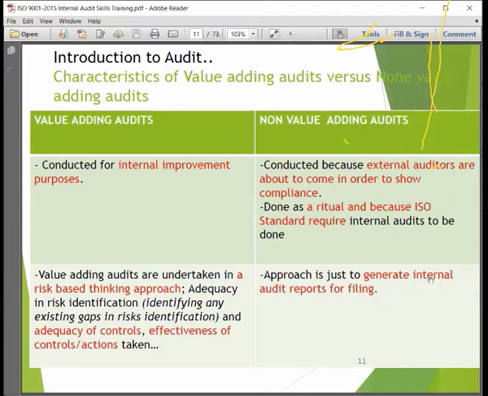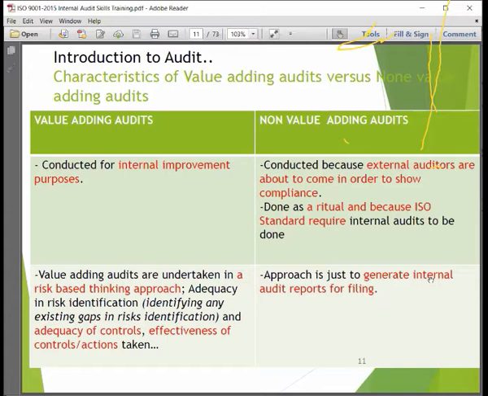On the other side, value-adding audits are taken in a risk-based thinking approach. What risks are missing out? Adequacy in risk identification. Remember, we did process risk identification. So is it adequate? Identifying any existing gaps in risk identification. Adequacy of controls, approvals, and all that, and the effectiveness of those controls and action. That is the main focus of that kind of an audit.